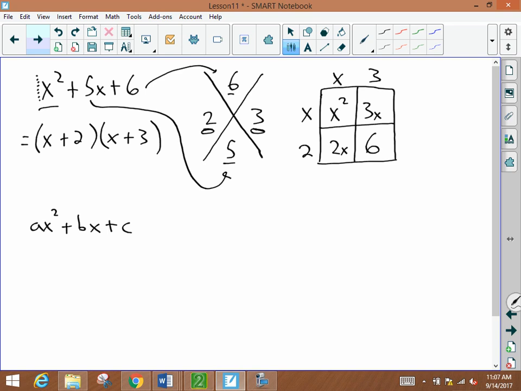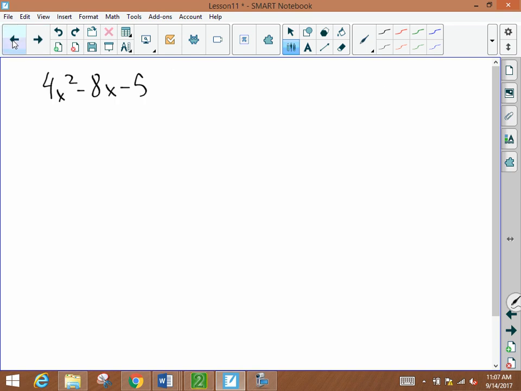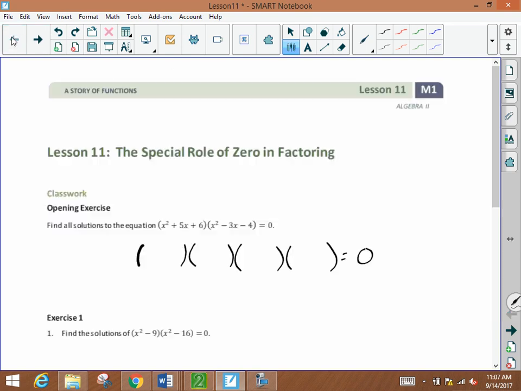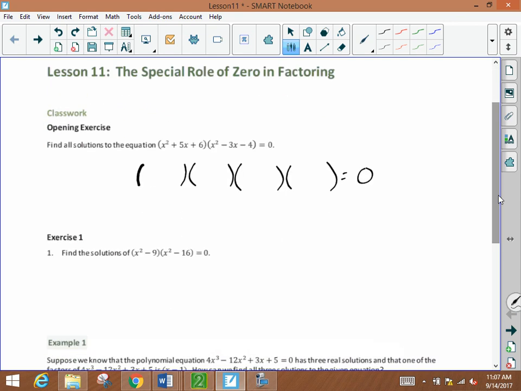Once you get into higher mathematics, you'll be able to just kind of figure these out. But for now, it's nice to have a tool. Okay, so that means that over here we have x plus 2 and x plus 3.